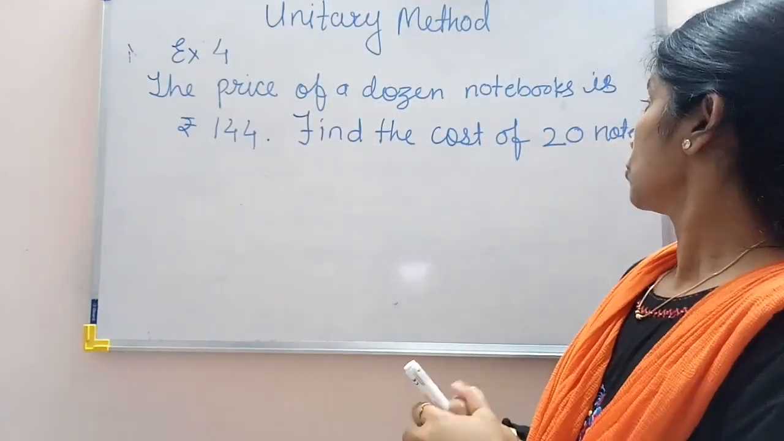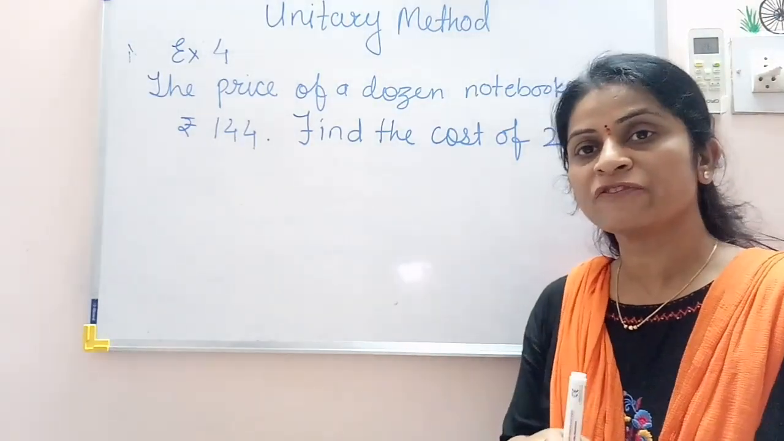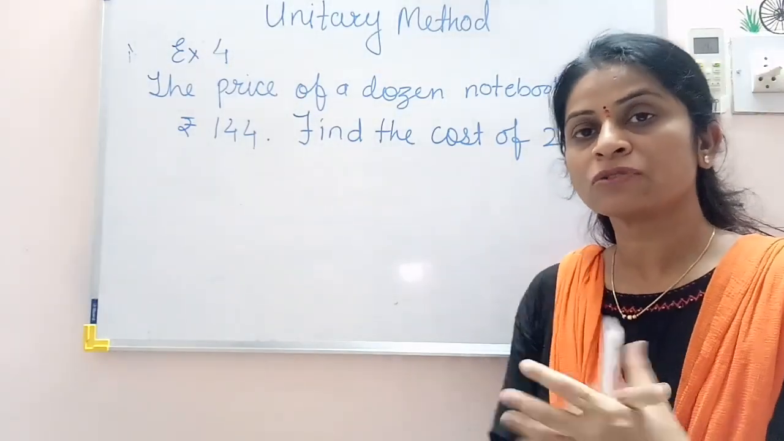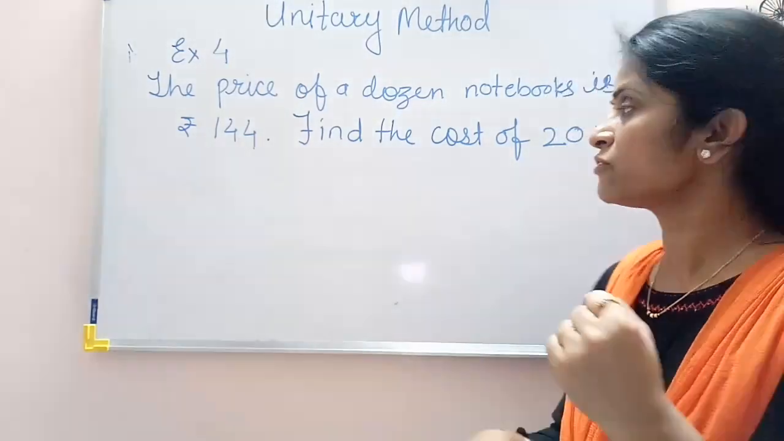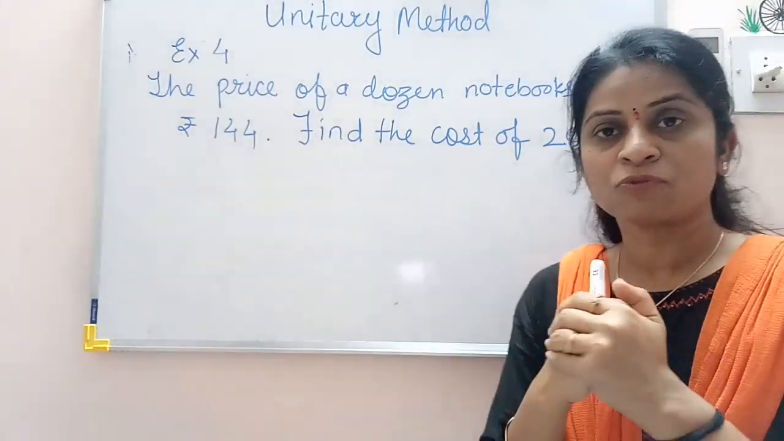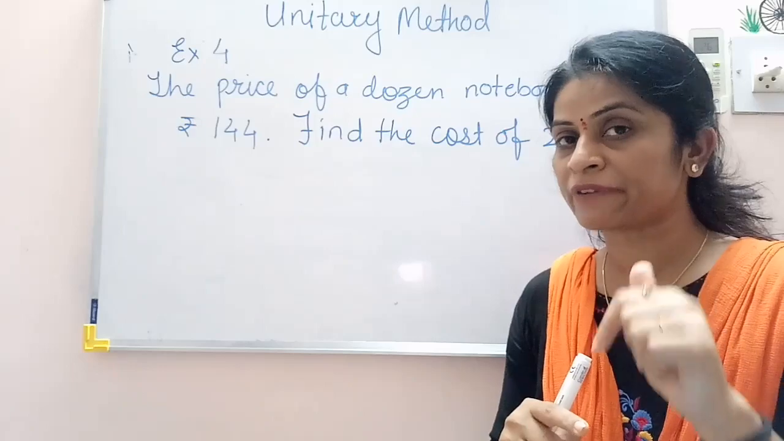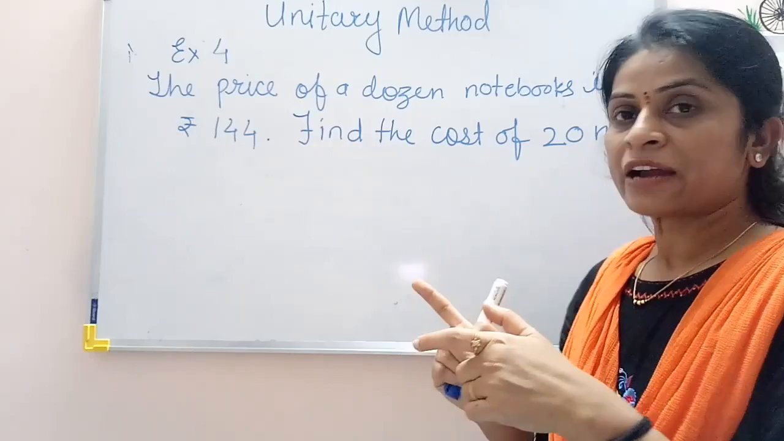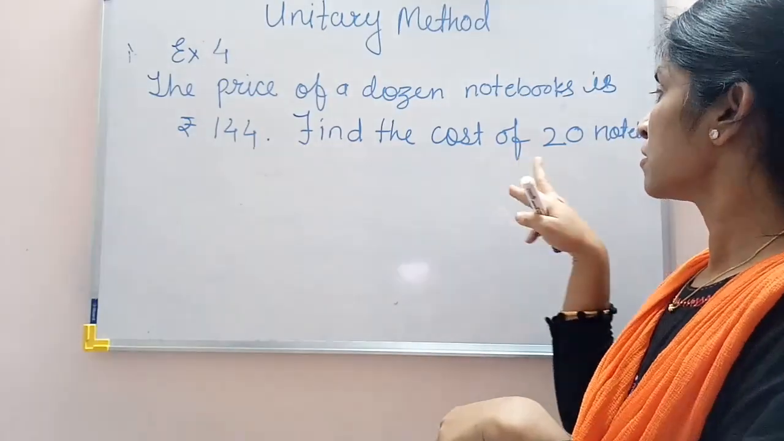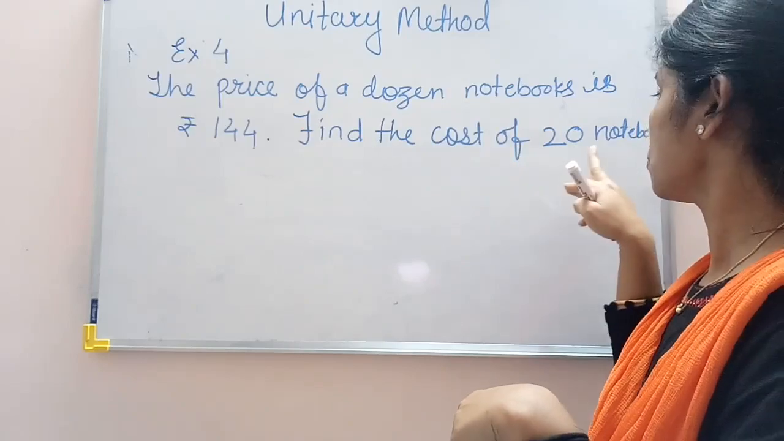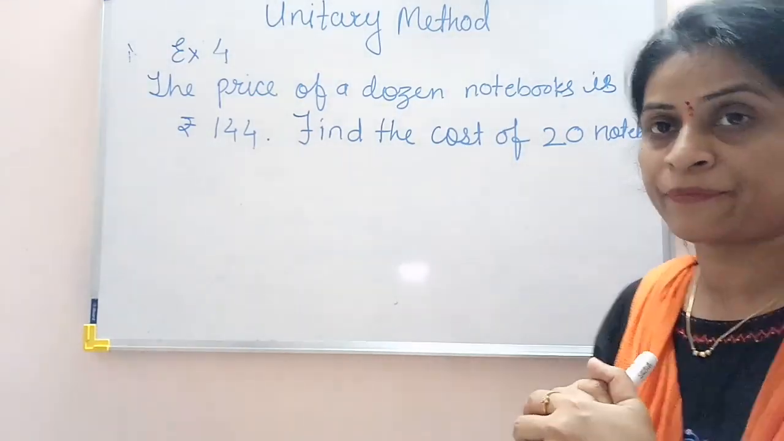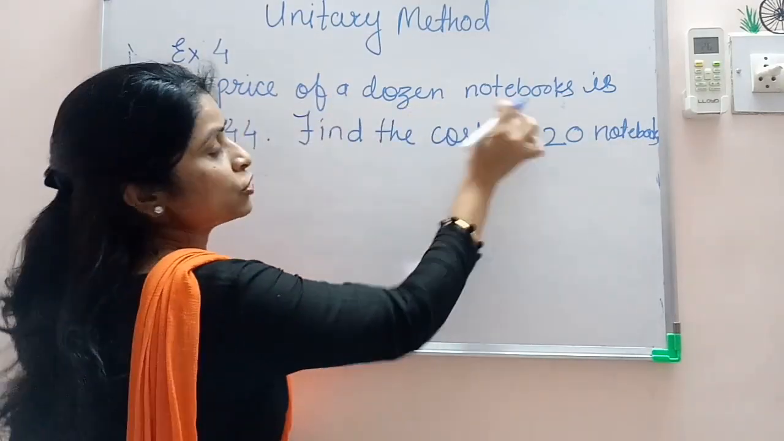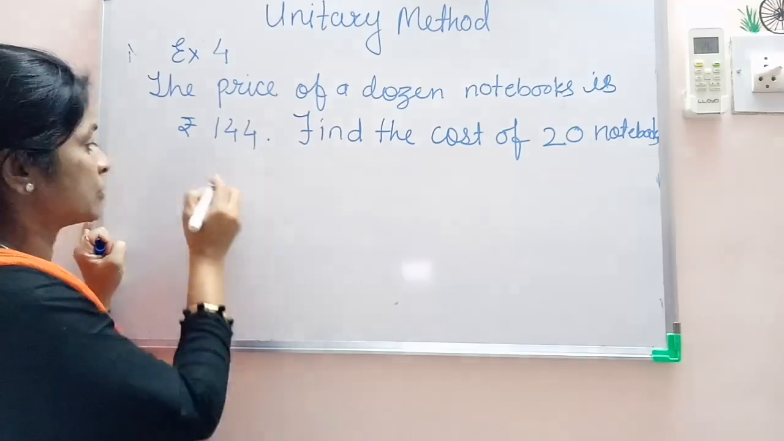Now see this example. The price of a dozen notebook is rupees 144. Find the cost of 20 notebooks. Now see, first of all you have to find out the cost of one notebook. After that you have to find out the cost of 20 notebook. To find out the cost of one notebook you have to divide, and then what one notebook cost is there, with that you have to multiply it with how much notebook cost you have to find out. Now first of all we will write what is given. Now the price of a dozen notebook. A dozen notebook means 12 notebook.